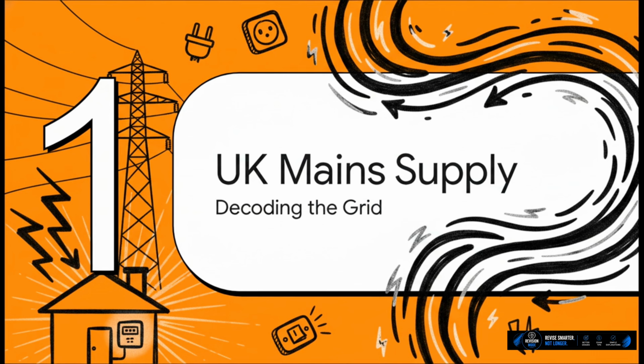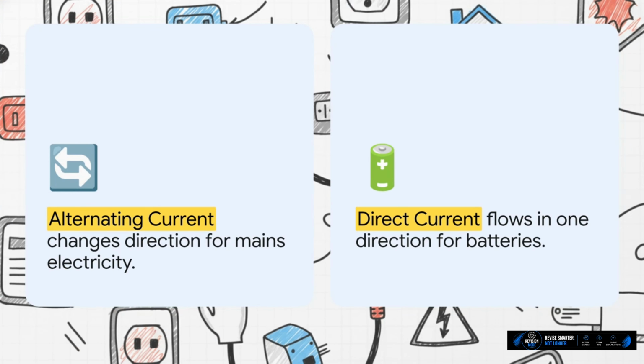Section 1. Decoding the UK main supply. Okay, first things first, we absolutely have to distinguish between the direct current powering your phone battery and the alternating current surging out of your wall socket. Direct current, or DC, is super straightforward. Just imagine electrons marching in a single, orderly line in one direction only. That's battery power. But the mains electricity in your home? Entirely different beast. It uses alternating current, or AC.